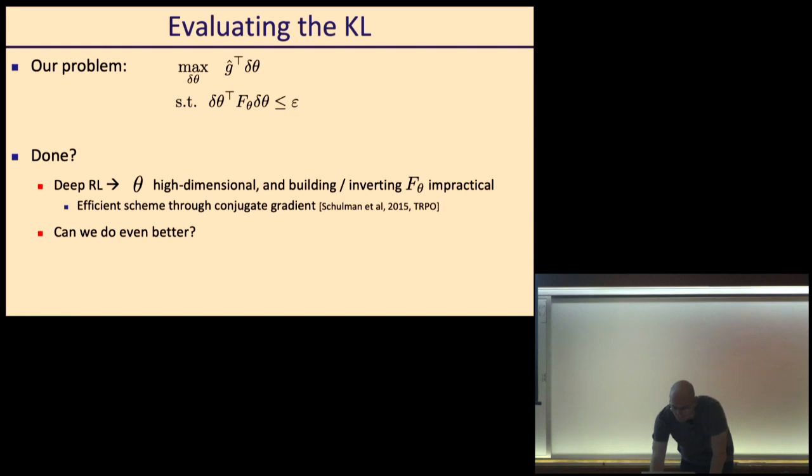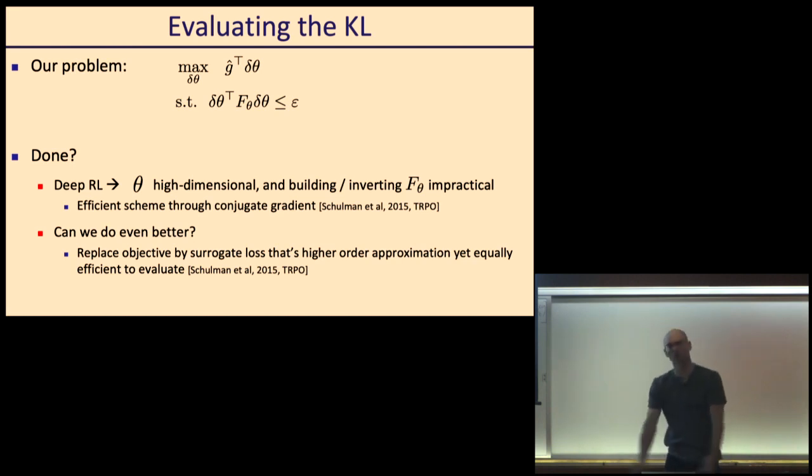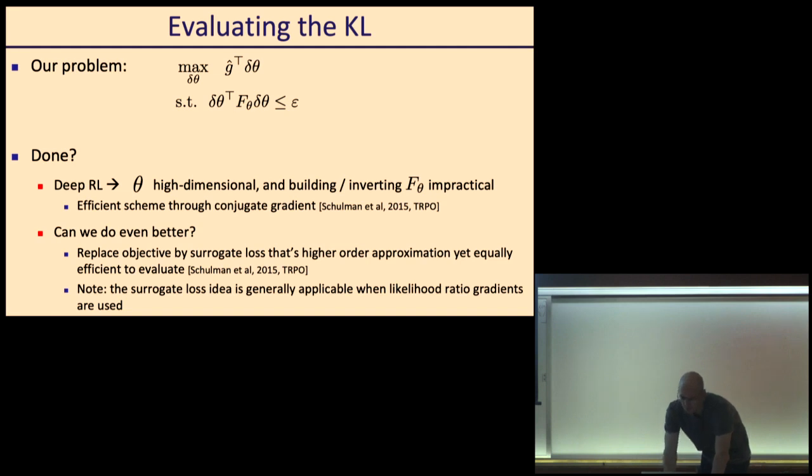Can we do even better? We can. At this point, we know how to solve the problem above using conjugate gradient, which is a standard optimization method. But we saw that we could use a more precise surrogate loss, not just the gradient approximation, but an actual surrogate loss that's closer, such as the log probability of action given state, or the importance ratio. So let's take a look at that, and that will give us the full TRPO algorithm.